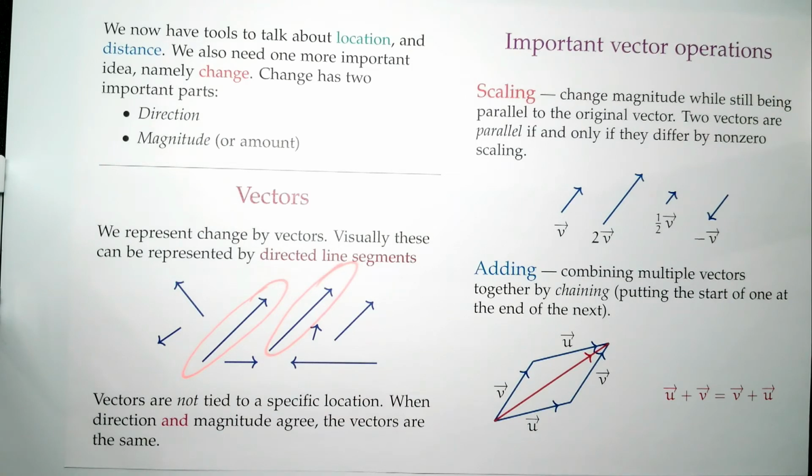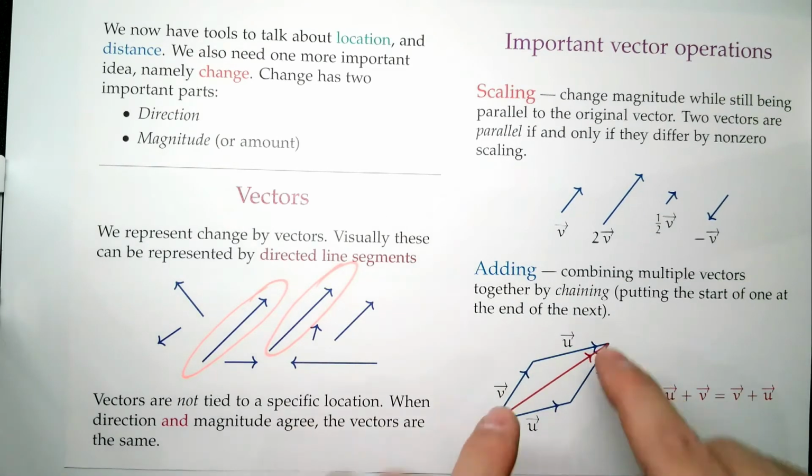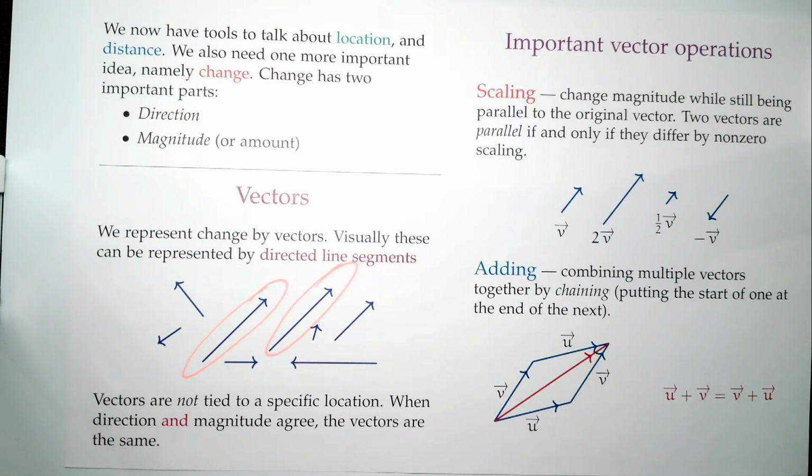Now, does it matter whether I do u first and then v, or v then u? The answer is no. It doesn't matter. You get the same answer. In other words, it doesn't matter what order you add vectors. You'll always get the same answer. All right.